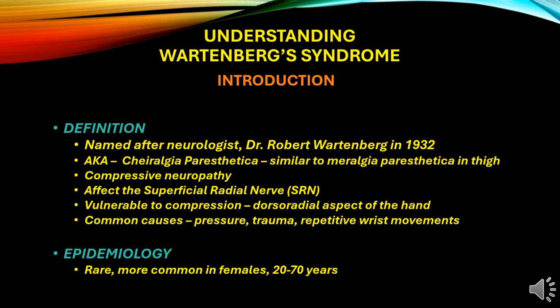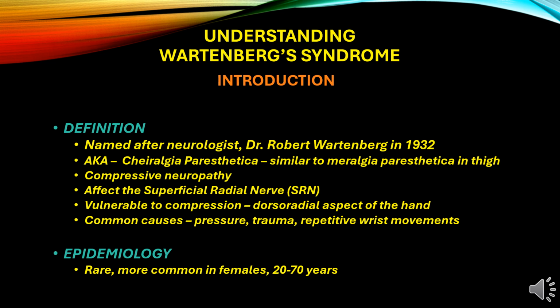Wartenberg syndrome is named after Dr. Robert Wartenberg, a neurologist who first described the condition in 1932. He observed isolated neuropathy of the superficial radial nerve and noted its similarity to neuralgia paresthetica, which you may recall is a condition involving the lateral cutaneous nerve of the thigh. Dr. Wartenberg proposed the name chiralgia paresthetica to reflect the resemblance to neuralgia paresthetica. However, the syndrome has since been referred to by his name in recognition of his contributions to neurology.